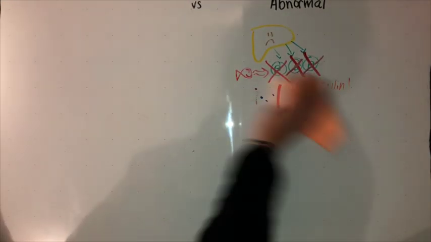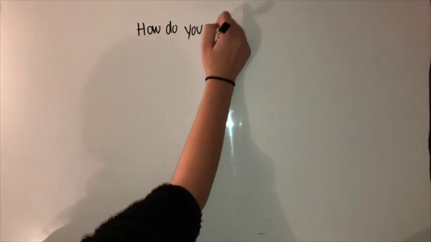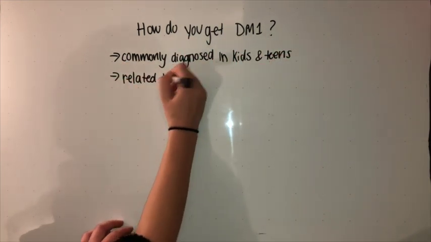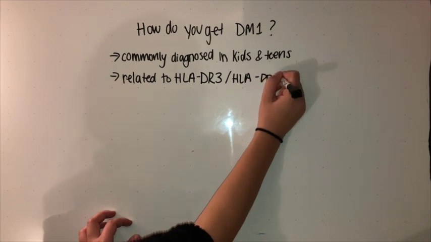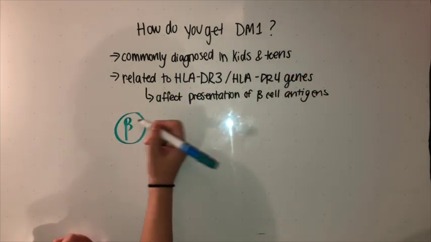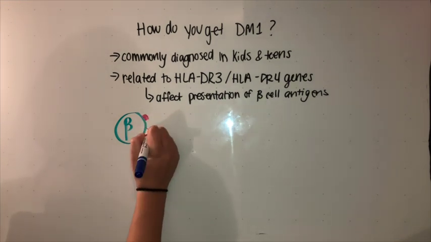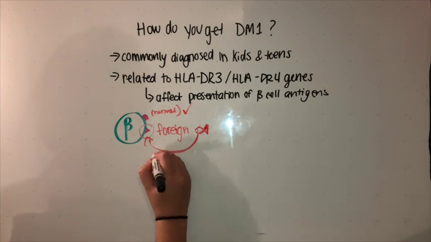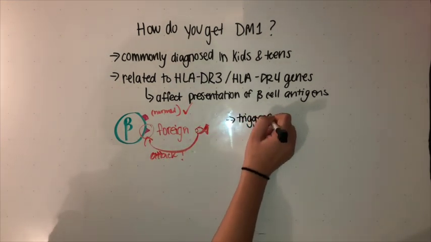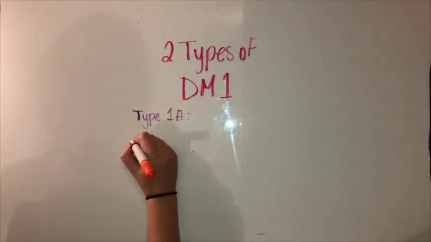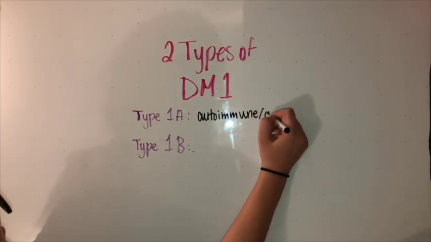So, how do you get diabetes type 1? Well, it's commonly diagnosed in kids and teens, and this is related to the human leukocyte gene, which affects the presentation of beta cell antigens. So, let's pretend that this little square is our normal antigen and the triangle is the foreign antigen. So your body recognizes that as foreign and it will attack it. And this is triggered by viruses or toxoids. So there's two types of diabetes type 1. There is type 1A and there's type 1B. Type 1A is autoimmune related and type 1B is idiopathic or unknown.